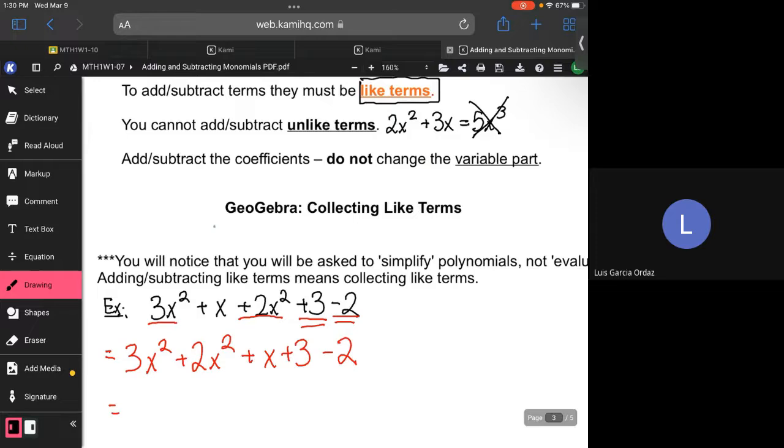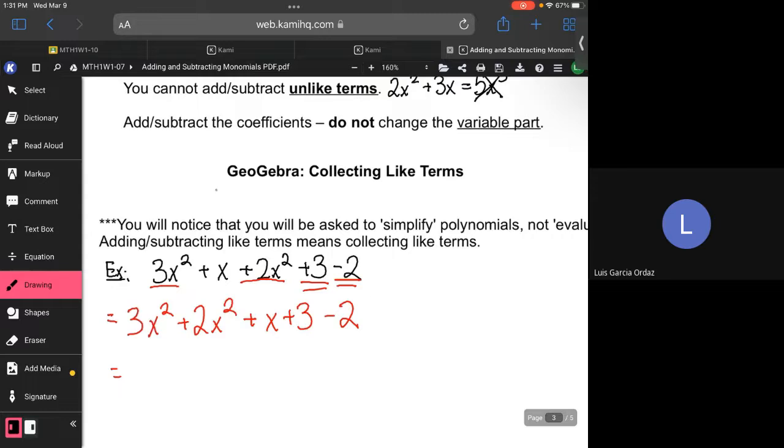So what's 3x squared plus 2x squared? Add the coefficients. That's 5. 5 what? 5x squared. Yep, good. Now you got it. Plus x, and then what's 3 minus 2? 1. So my answer is 5x squared plus x plus 1.